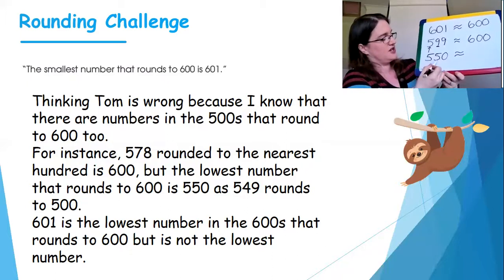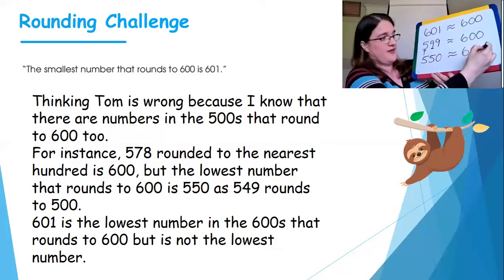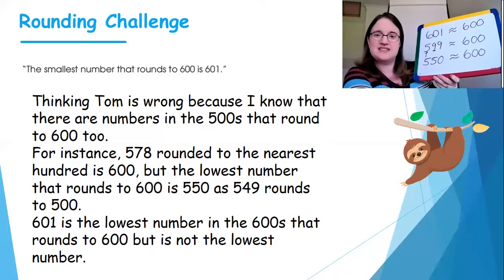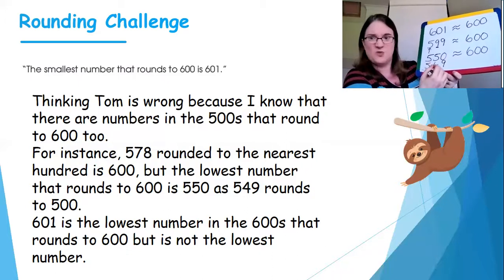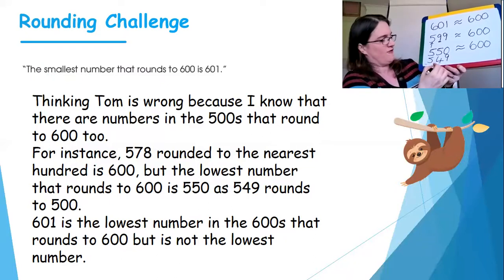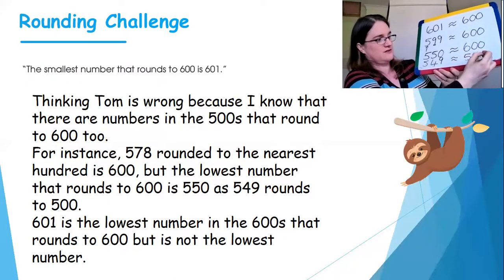So 500, it's a 5 there, so it goes up. So that is rounding to 600. And I've said, I know that because 549, which is one smaller, doesn't work. Let's have a look. So I've got a 4 there, which means this is staying the same. So it means that one rounds to 500.